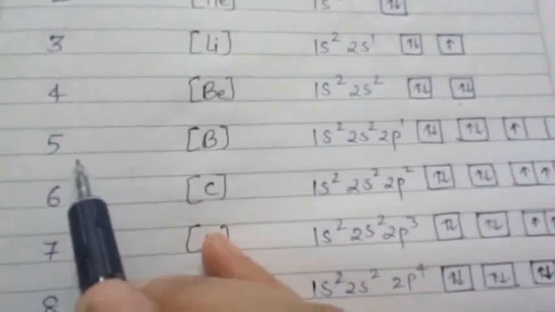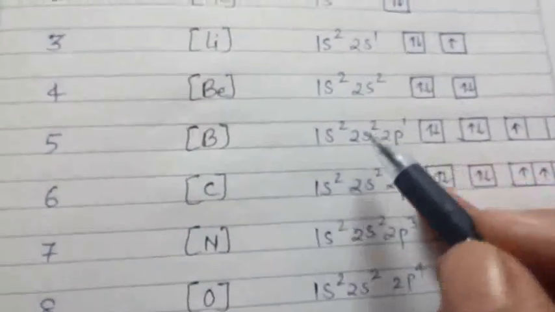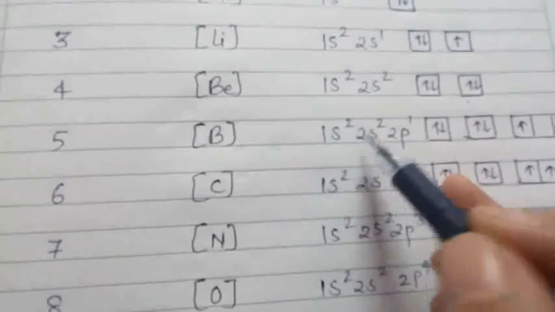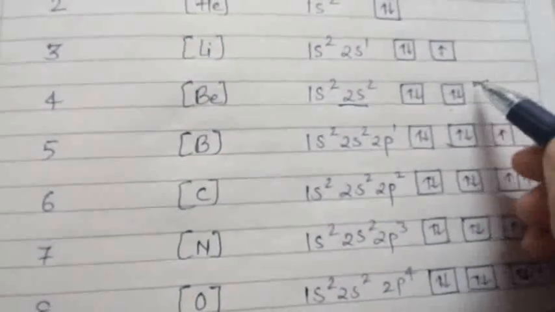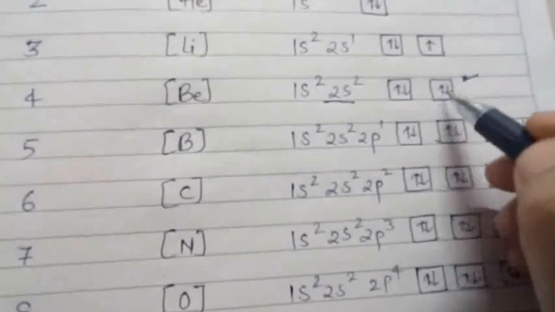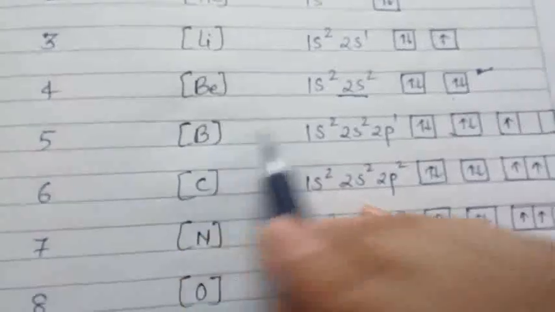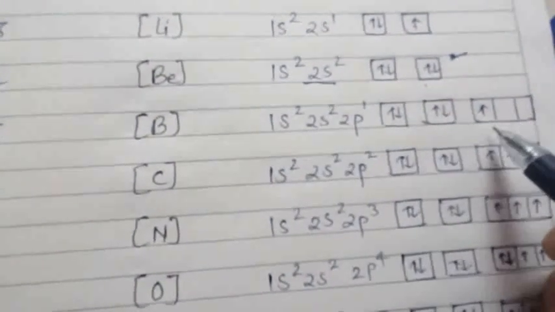Now atomic number 5 is for boron. Configuration will be 1s2, 2s2. See, 2s was filled here, because an s orbital cannot hold more than 2 electrons. So the fifth electron of boron is filled in 2p.